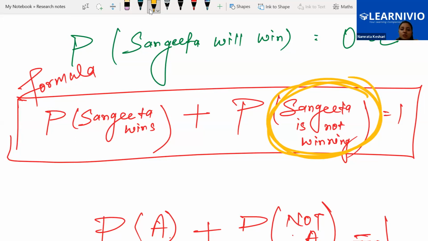Okay. So the circled one, which I have written, that Sangeeta is not going to win. Whatever answer we get for this circled one is the only meaning of Reshma will win the match. Can I write it this way, that Reshma will win the match? Sangeeta is not going to win means what? Reshma is going to win. So these are two different sentences, but exactly the same meaning. Are you able to understand?